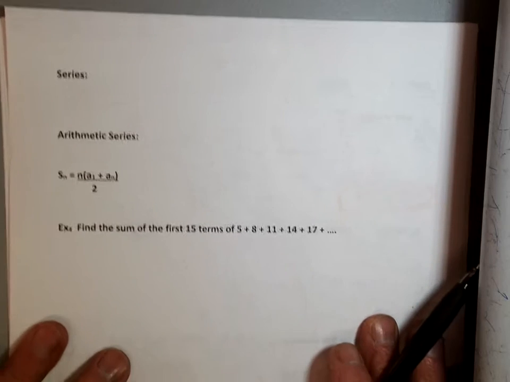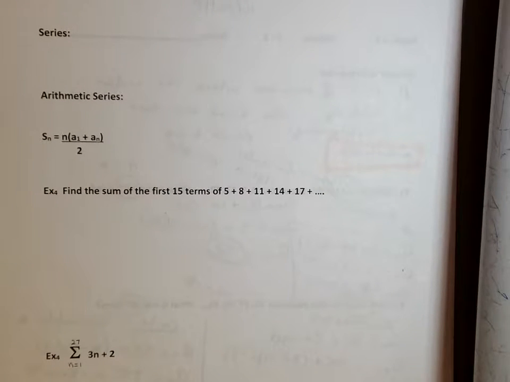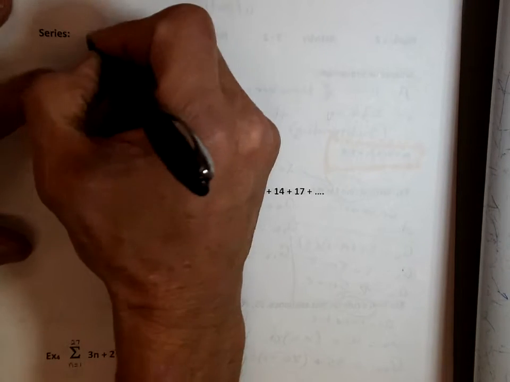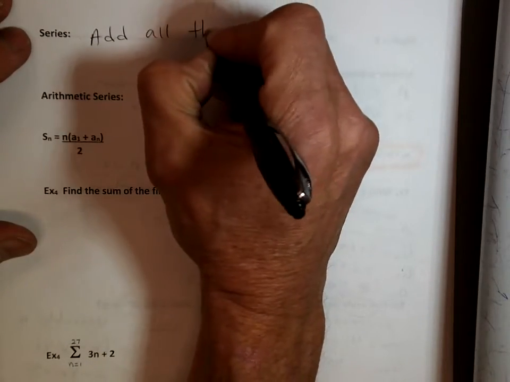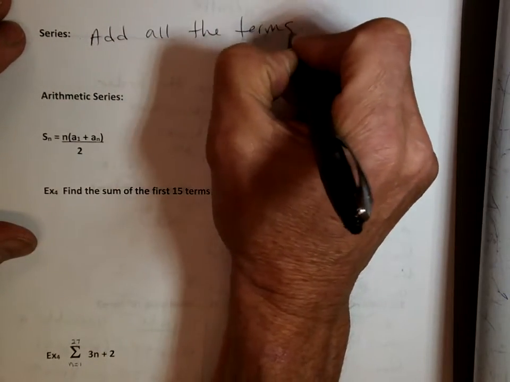Now, series. So, what is a series? The difference between a series and a sequence, Nikolai, is this. A sequence is a list of numbers. A series is to add them all up. A series is just to add all the terms.